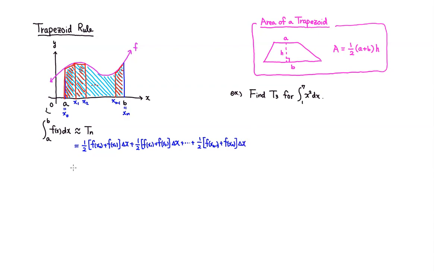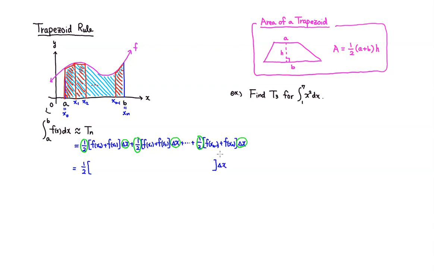There are lots of things in common, so let's pull out the common factors. First, the common factor is 1/2. Everyone seems to have 1/2 in front, so let's pull it out. The second common factor would be delta x, as always. Everyone seems to have delta x there, so I'm going to pull that out. Then we're going to have to look for a pattern.